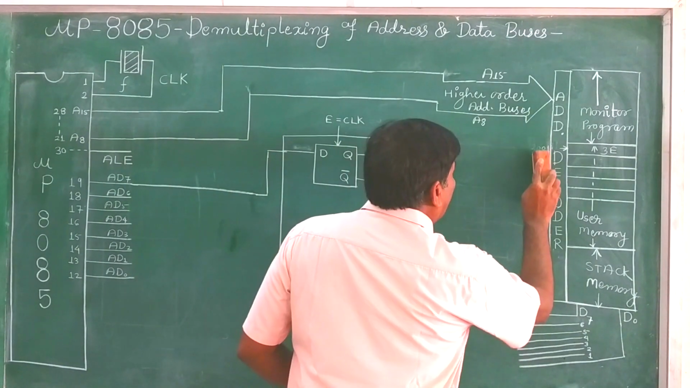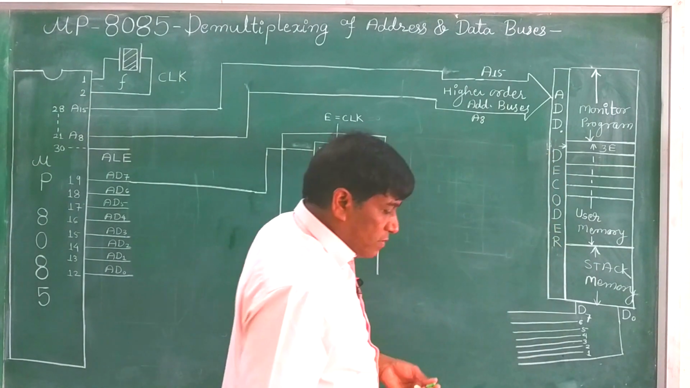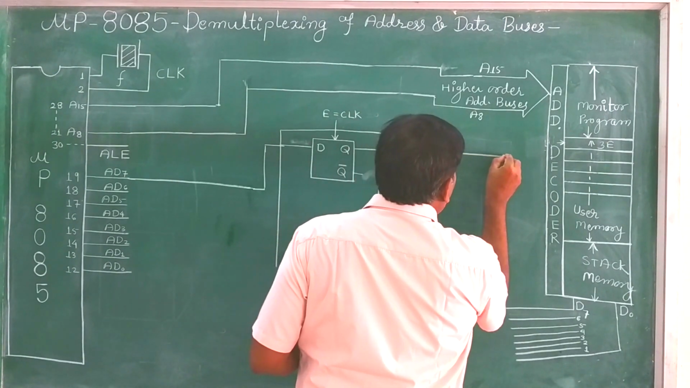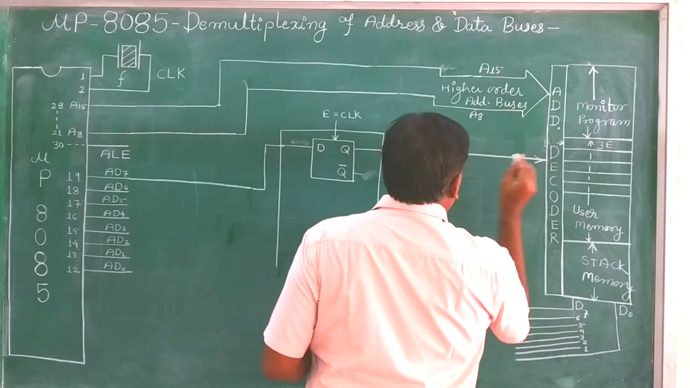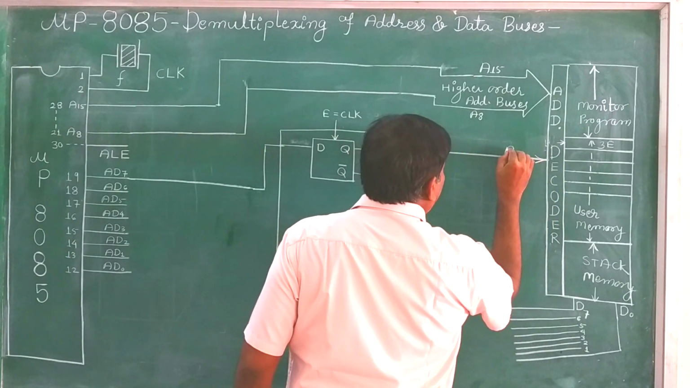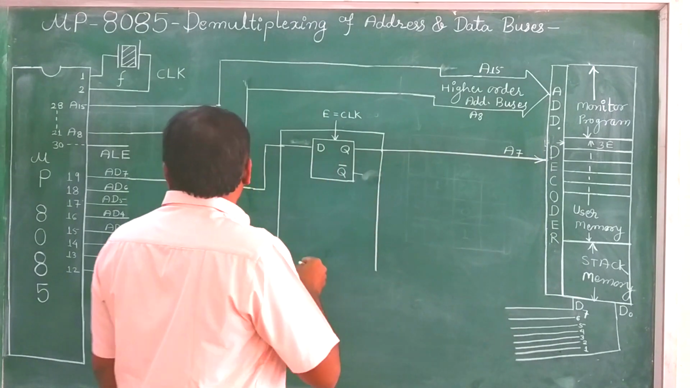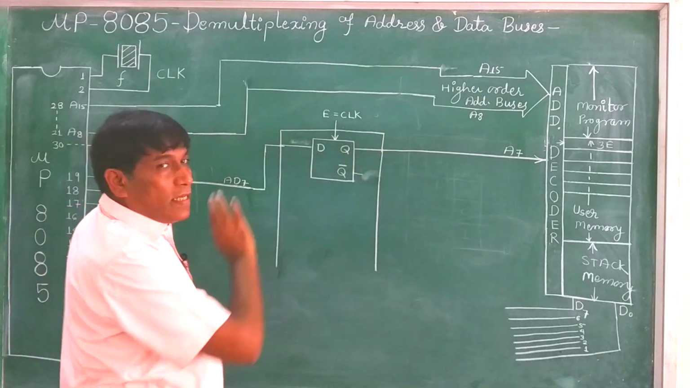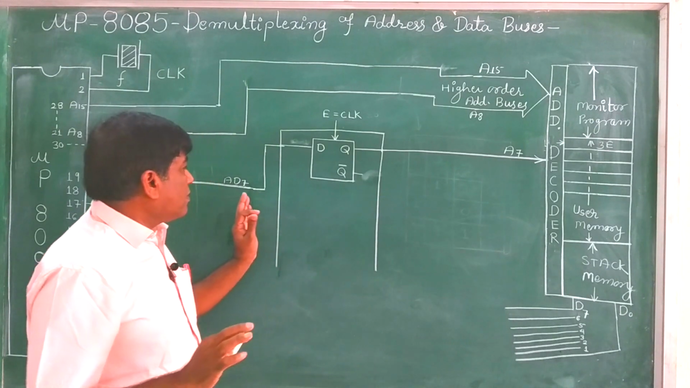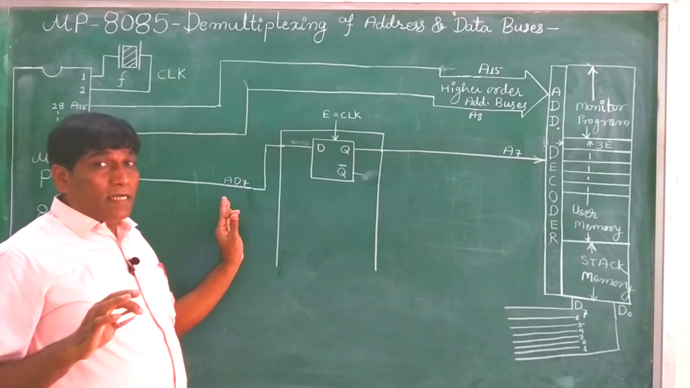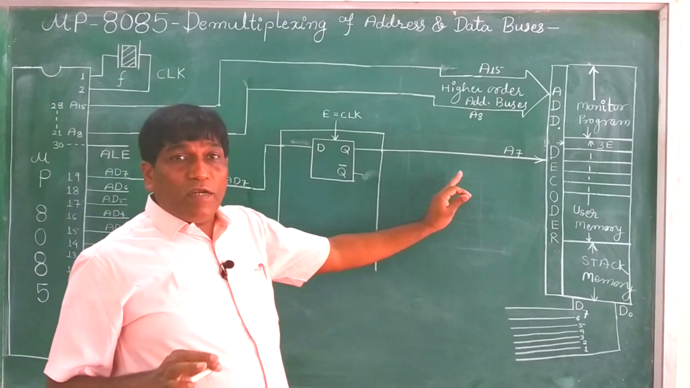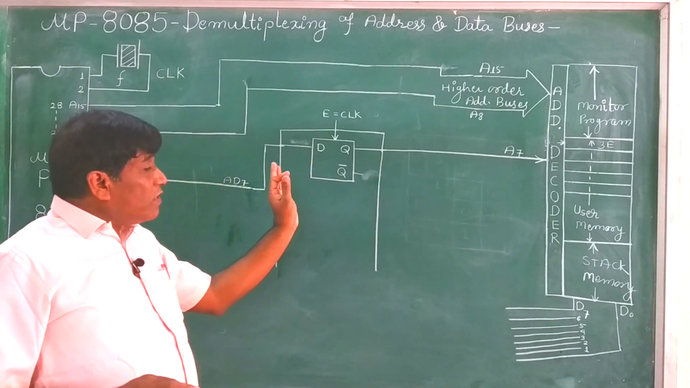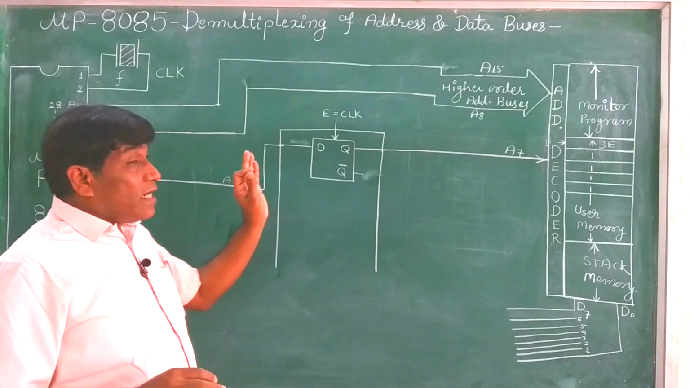Which buses? The lower order buses, which means this may be connected directly to this, and on this side we may write it as A7. It is AD7 here and it is A7. Why are we writing like this? Because here we have demultiplexed buses. Data buses will also be connected, but here we have only address buses. Address buses are to be connected to the address decoder. Now how will it separate, how will it extract this content and how will it latch?